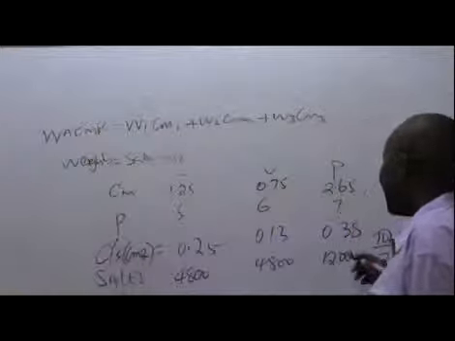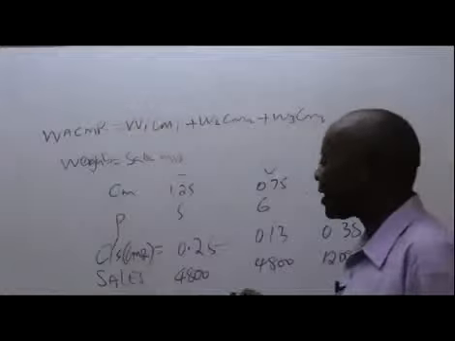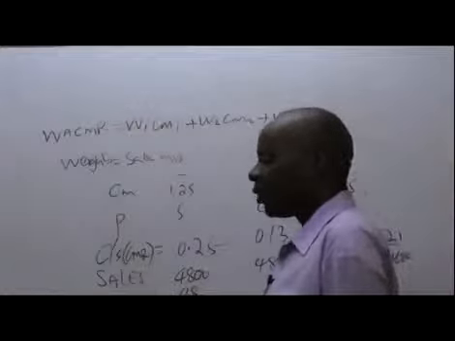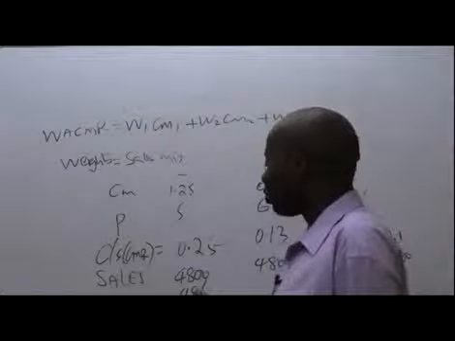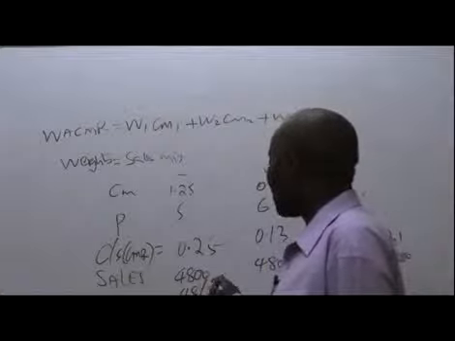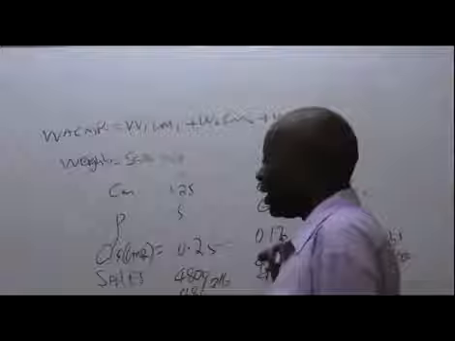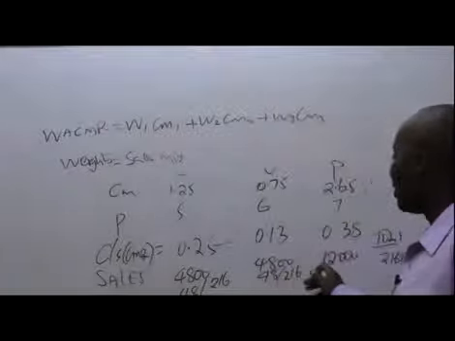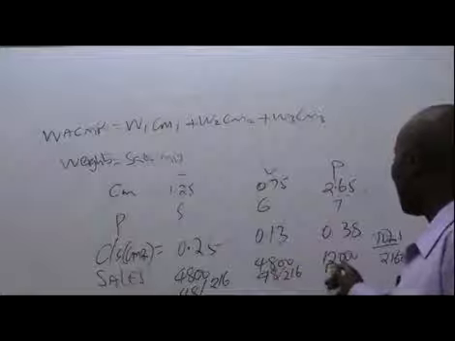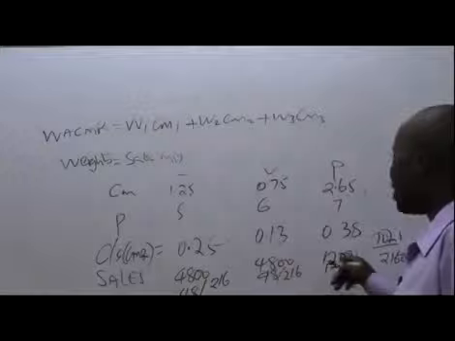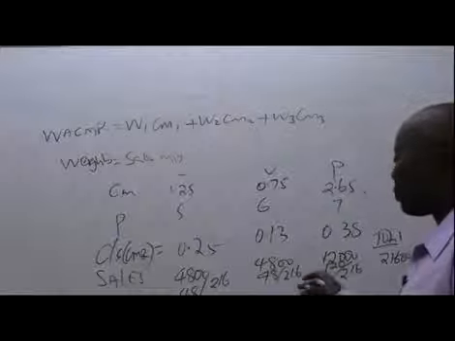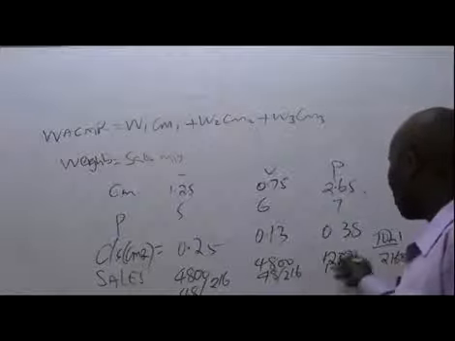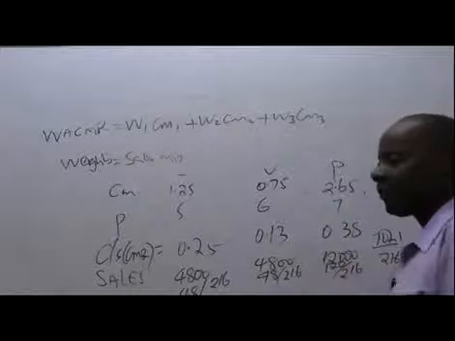21,600. Meaning, ladies and gentlemen, that the weight of S will be 48 out of 216. This as well will be 48 out of 216. This will be 120 out of 216. What I've done is chop off the 2 zeros like that.